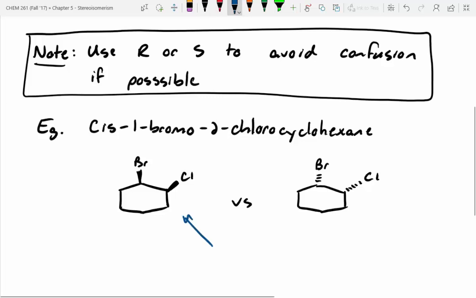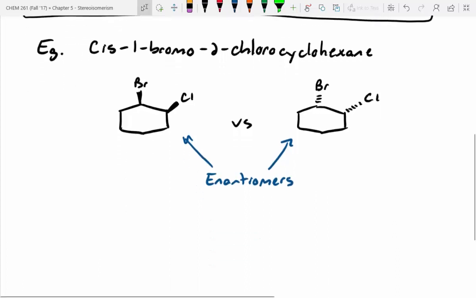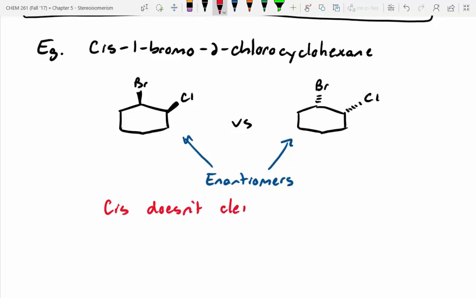What's the relationship between these? Are they the same? It looks like position 1, I switched it from a dash to a wedge, and same with position 2, so I flipped all my stereocenters. So what would the relationship between these be? Enantiomers. So if we think about this, cis does not clearly identify which enantiomer you have.